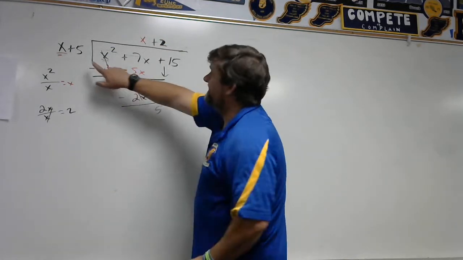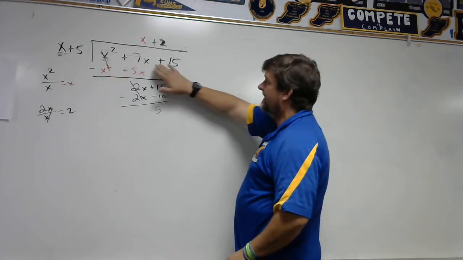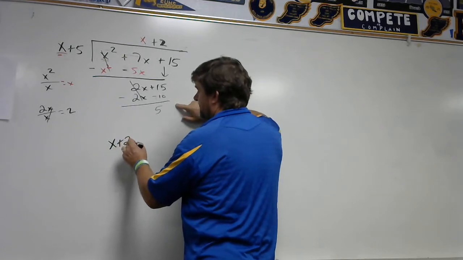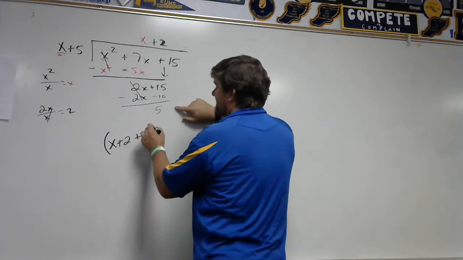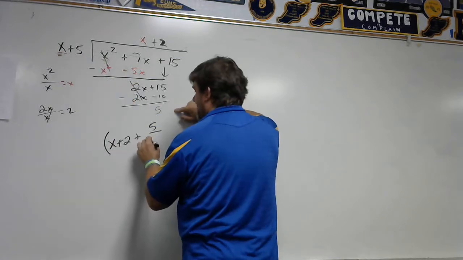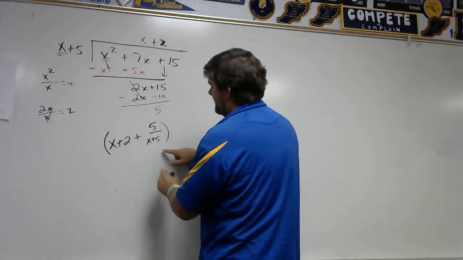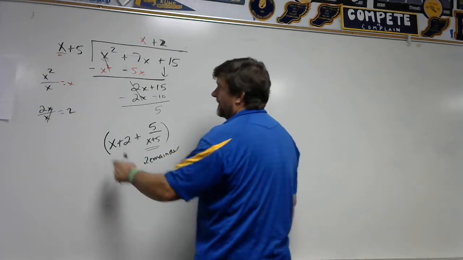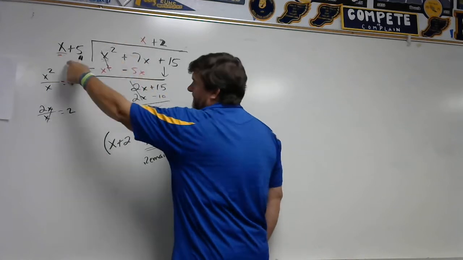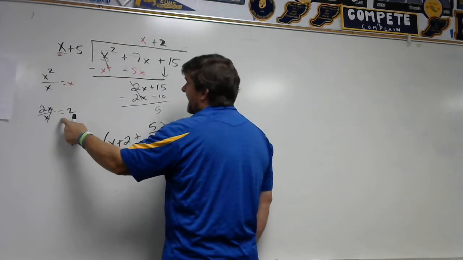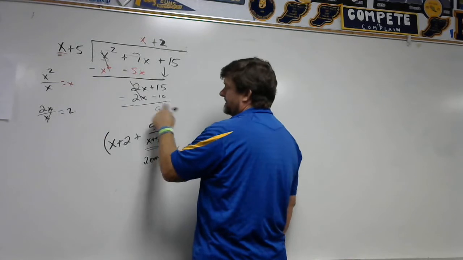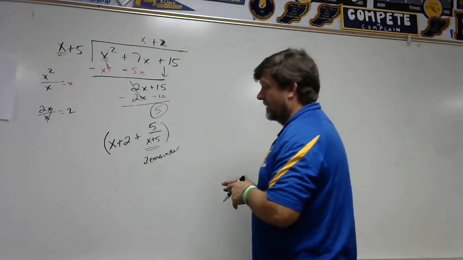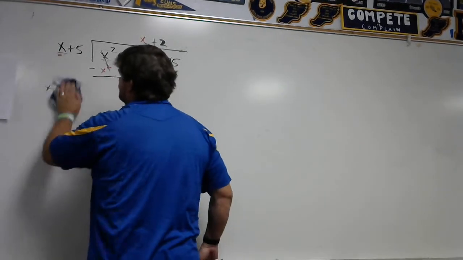So when I divide x plus 5 into this polynomial, I get x plus 2 plus 5 over x plus 5. That's my remainder. Okay? So don't forget our pattern. Divide, multiply, subtract. Divide, multiply, subtract. That's the way you do it for long division.